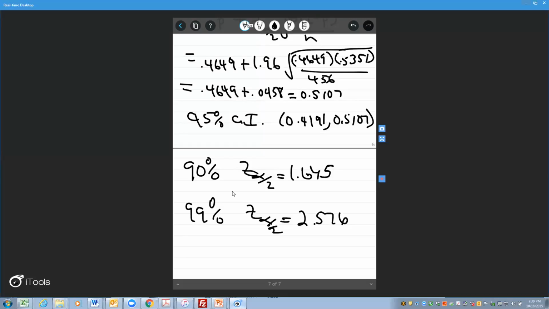A couple things to notice. Notice that as I increase my confidence level, the size of my interval also increases. I'm thinking about this interval as a range of what are reasonable estimates for what the true proportion might be. If I increase my confidence, it means I have to allow more possibilities, therefore my interval will be wider. If I decrease my confidence, then I can throw out some of the possibilities, and that will shrink my confidence interval.